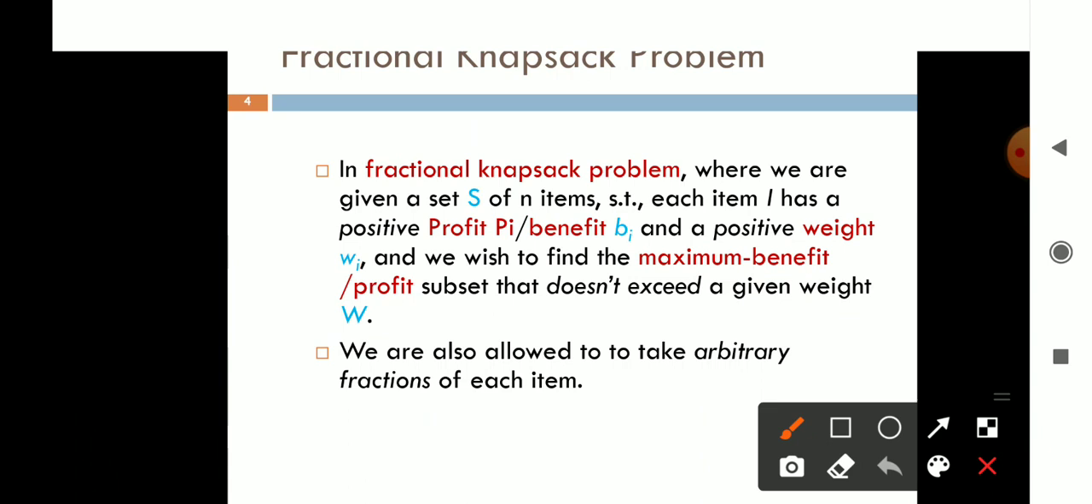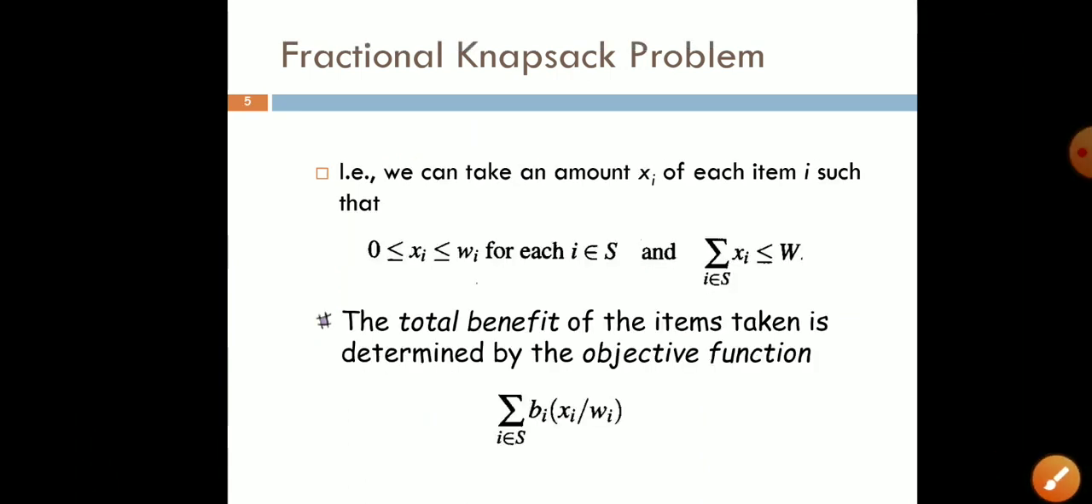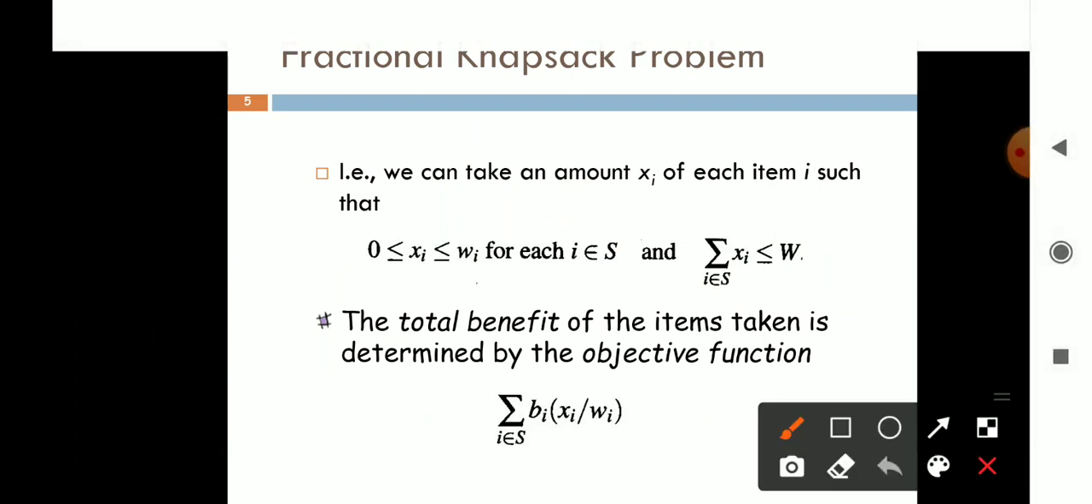So let's start with the fractional knapsack problem. In that, some conditions are given. Here we can take an amount xi. That amount means, from 10 kgs I am using 2 kgs. To fill the bag I am using only 2 kg. Some fraction or amount I am taking for filling the bag here. So that is denoted by xi.